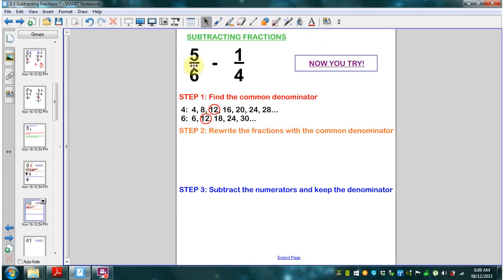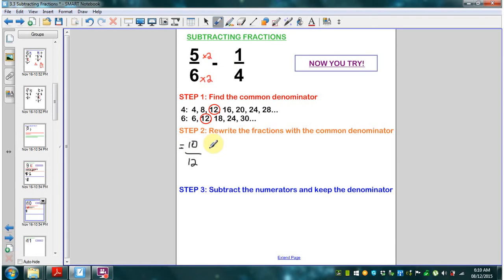Okay, so let's rewrite our fractions with that common denominator so that we can work with them. So 6 times what gives you 12? 6 times 2. Okay, and we need to do that to the top. So this fraction can now be rewritten as 5 times 2 is 10 over 6 times 2 is 12. Okay, so that one's rewritten.